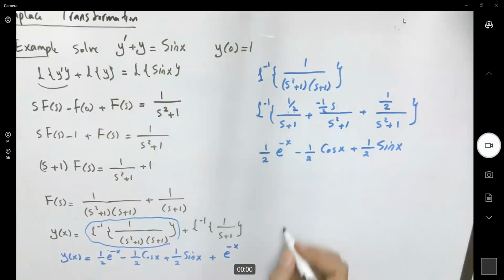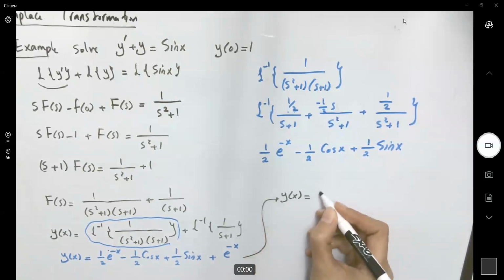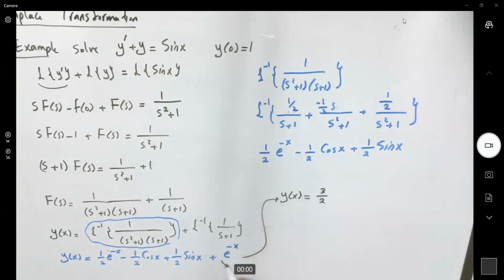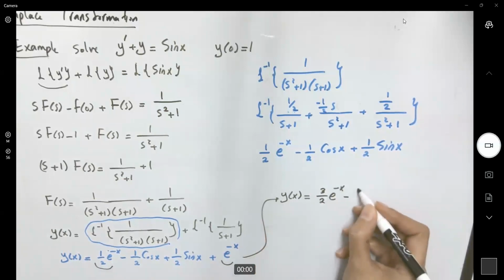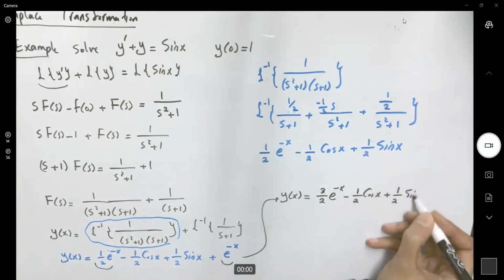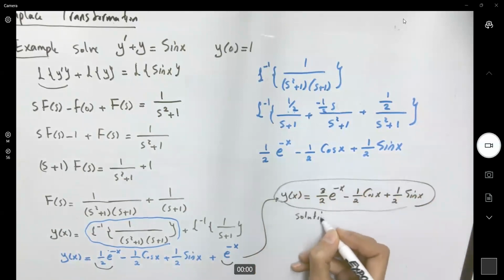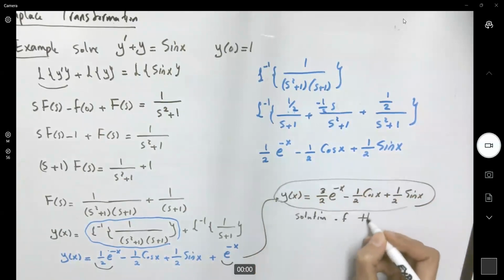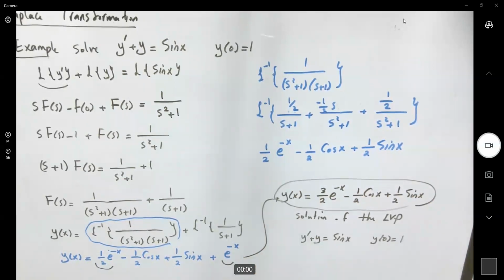Of course, you can simplify this more. y(x) becomes 3/2 e to the minus x, minus a half cosine x, plus a half sine of x, which is the solution of the initial value problem y prime plus y equals sine x, y at 0 is 1.